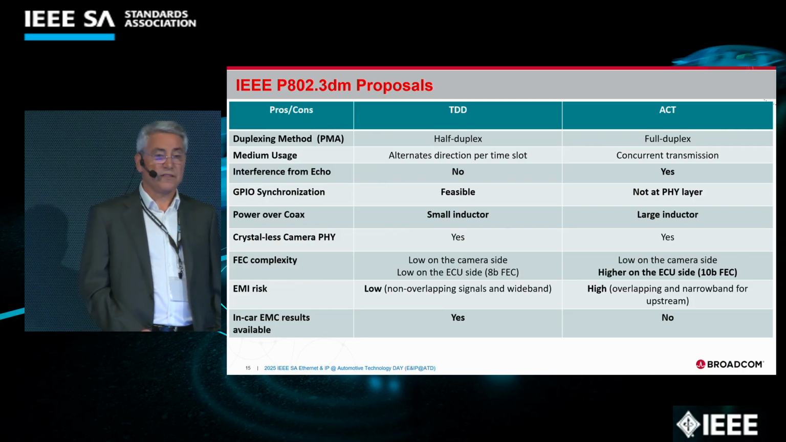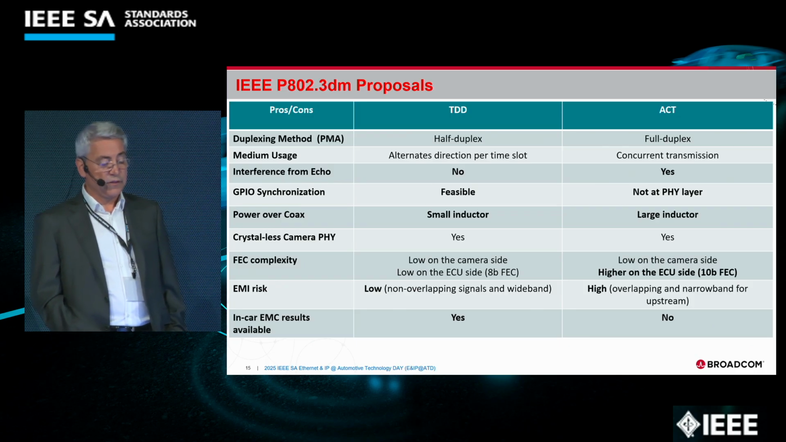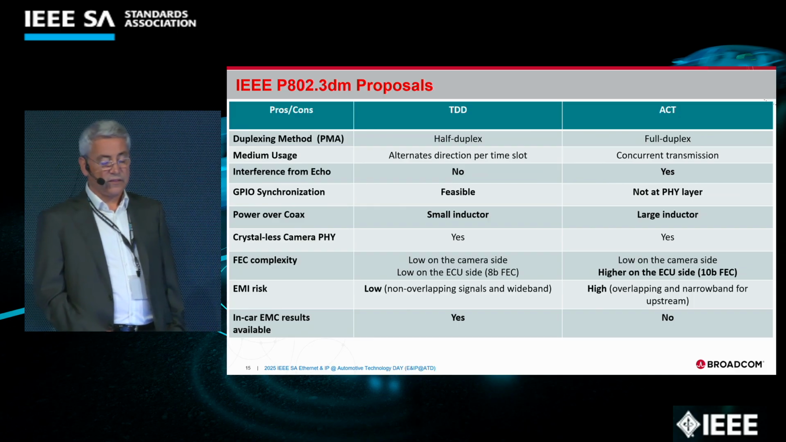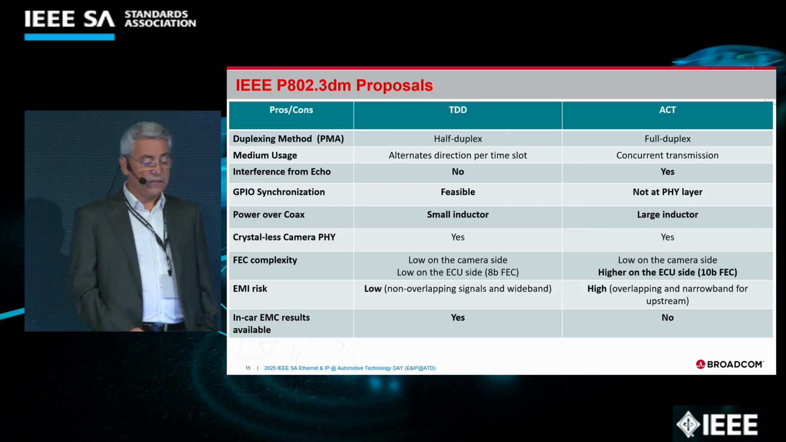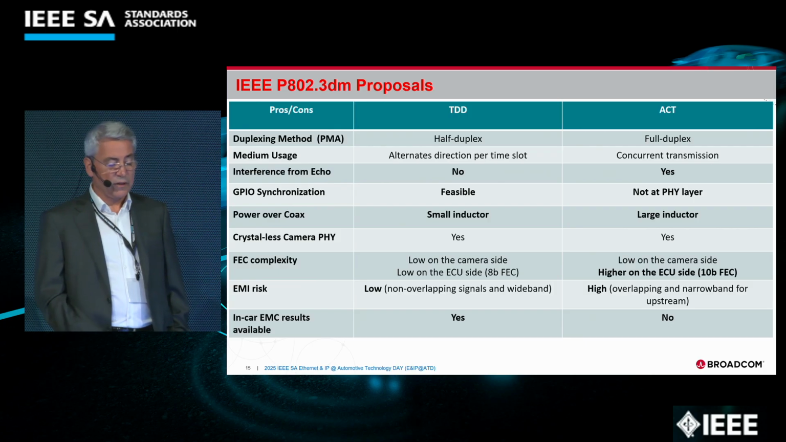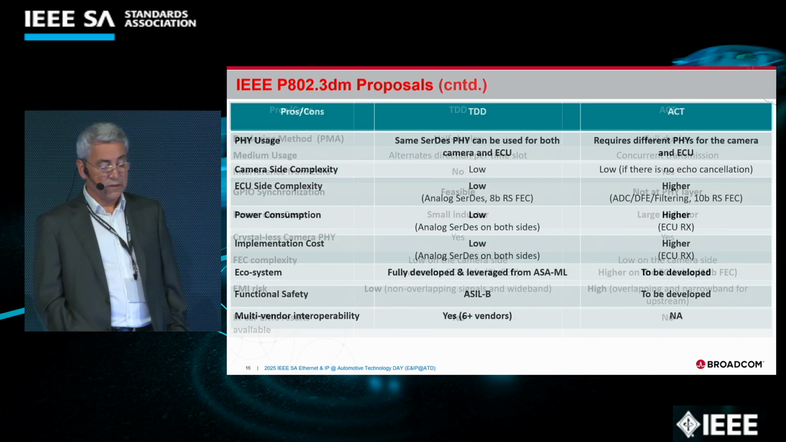Power over coax is feasible for both solutions, for both TDD and ACT. And both solutions can operate without a crystal on the camera side. FEC complexity is low on the camera side for both of them. However, it's slightly higher on the ECU side. And EMI risk is lower for TDD because non-overlapping signals and wideband signaling allow less of the signal to be transmitted and received. And finally, in-car EMC results are available based on the ASA Motion Link based solution.